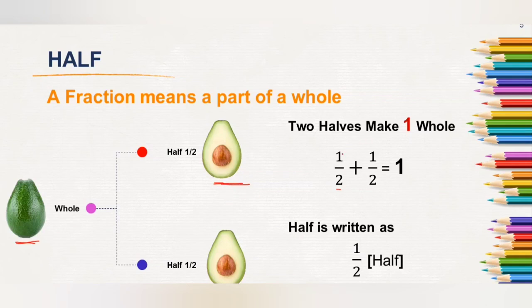So it is written as 1 by 2 plus 1 by 2. 1 by 2 and 1 by 2 make 1 whole. So half is written as 1 by 2. Out of 2 parts, 1 part is being considered. When 1 by 2 and 1 by 2 are added, it becomes 1 whole.